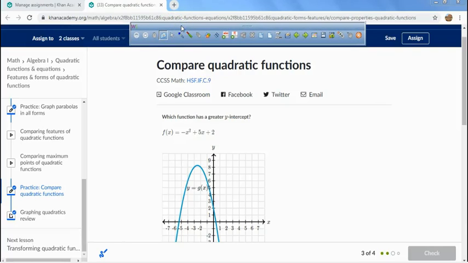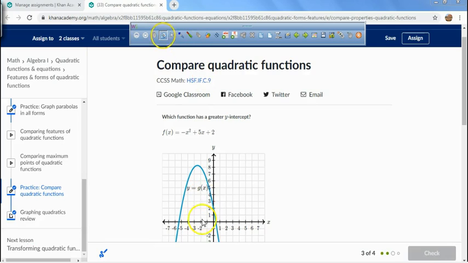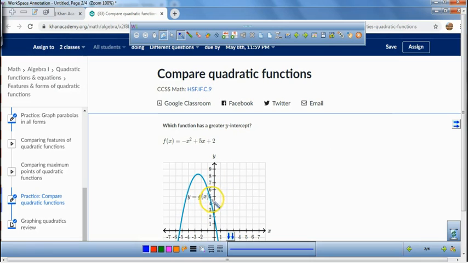Alright, in this particular video what we're going to be doing is comparing quadratic functions. This is going to be pretty easy. All we have to do is compare f of x, which is right here, to g of x, which is right here. Alright, so we're just going to compare these.